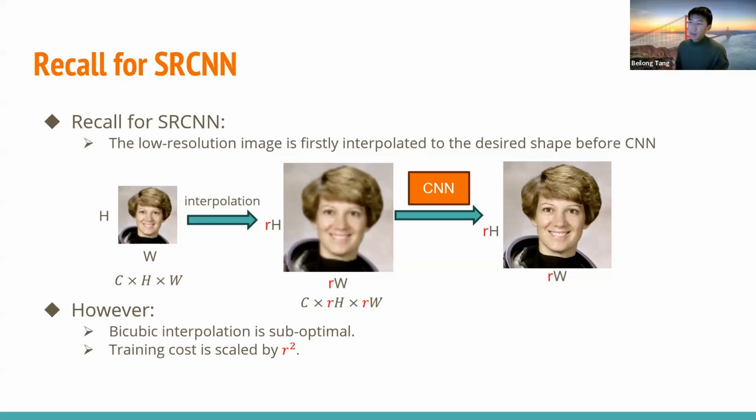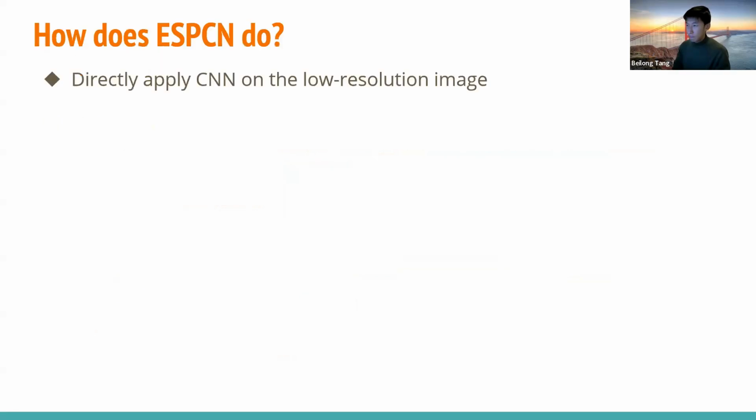So it might not be suboptimal for the task. So we can just directly replace it with a CNN, right? And also the training cost: since we upsample data using interpolation, every CNN behind will be influenced by the R square, because we operate on the upscaled image instead of the original image.